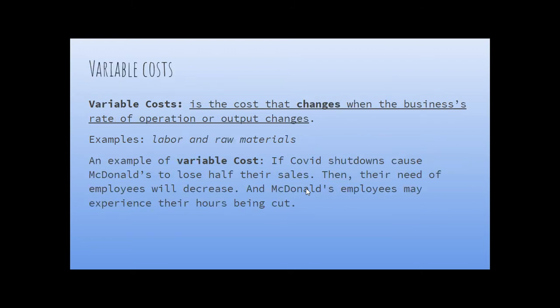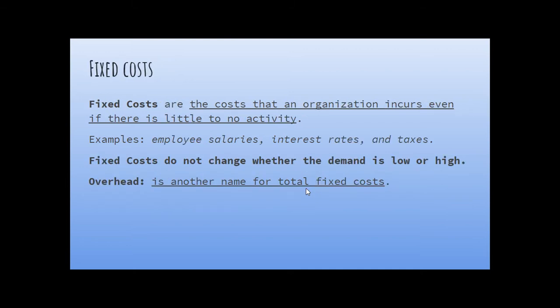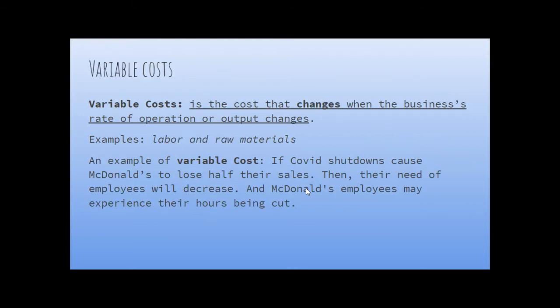Variable cost is the cost that changes when the business's rate, operation, or output changes. Go back to fixed real quick. Fixed does not change; remember, it stays the same. Variable, on the other hand, does change. And that's going to be in an exercise activity we have, where you're going to have to know the difference between variable and fixed, and which one changes and which one does not.